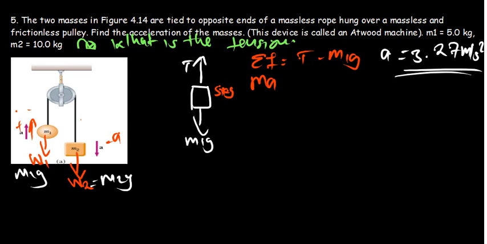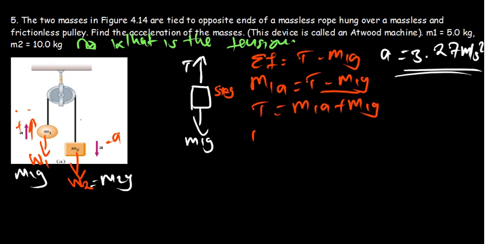Let's specify which M we are talking about: M1a equals T minus M1g. Let's shift M1g to the other side. I'm going to have T equal to M1a plus M1g. Then my tension force, since the mass is the same, I can also write as M1 times (a plus g). It's the same. If you want, you can plug in from there, but I want us to know what we are supposed to do. So M1 is 5, open bracket, acceleration 3.27 plus 9.8.